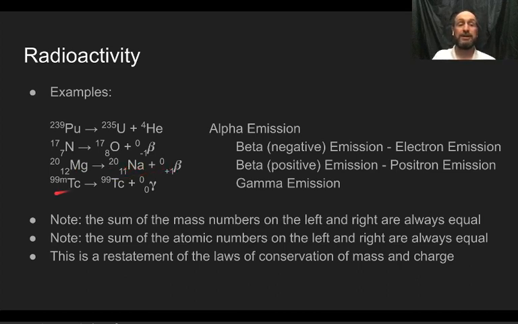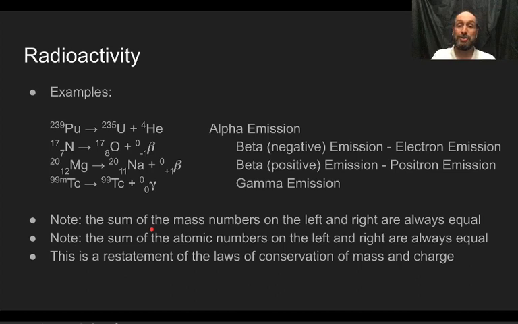And here's technetium-99 metastable, which is to say it's going to decay into 99 technetium, which is just a different configuration of the protons and neutrons in the nucleus. And in so doing, it loses energy. And that energy comes out in the form of a high energy gamma photon.